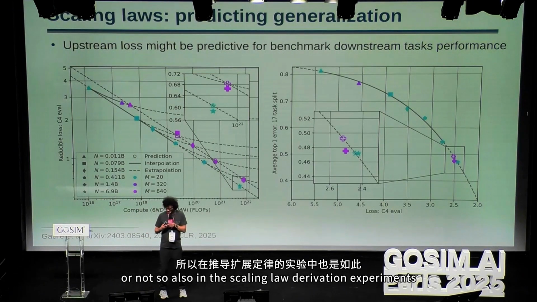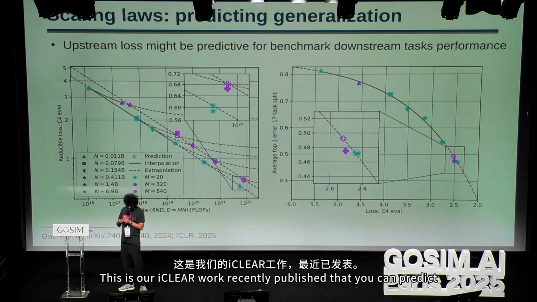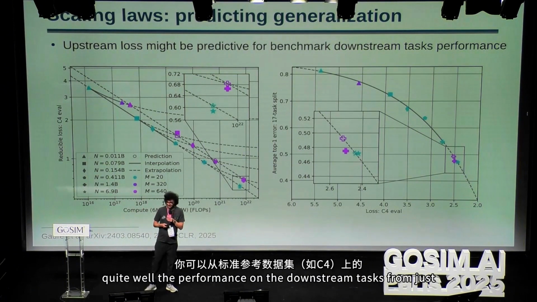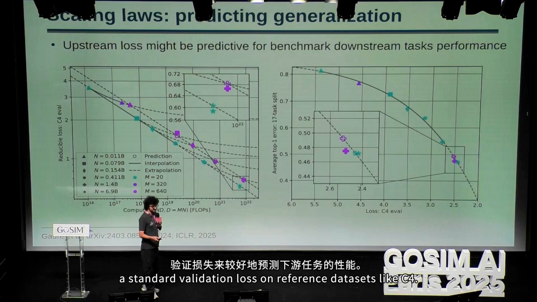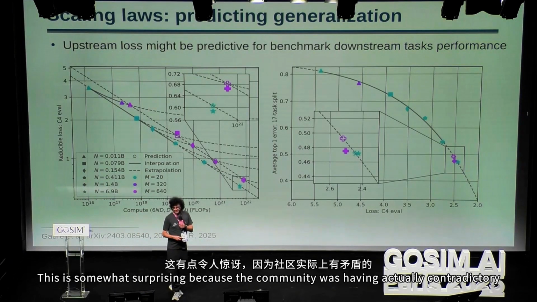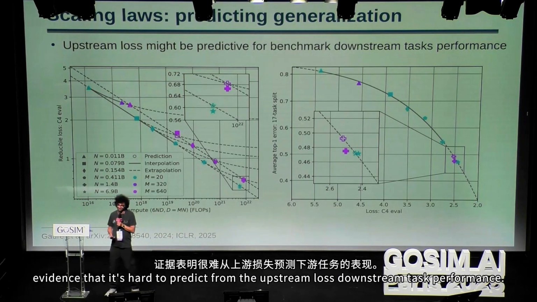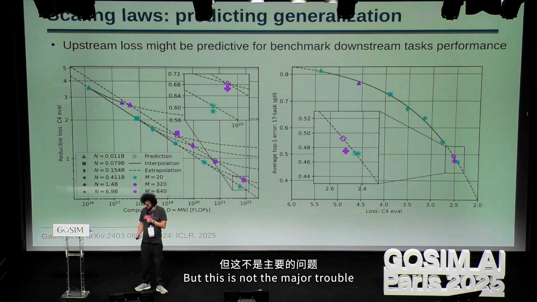So also in the scaling law derivation experiments. We have some evidence, this is our ICLR work recently published, that you can predict quite well the performance on the downstream tasks from just a standard validation loss on reference datasets like C4. This is somewhat surprising because the community actually had contradictory evidence that it's hard to predict downstream task performance from the upstream loss. But this is not the major trouble.